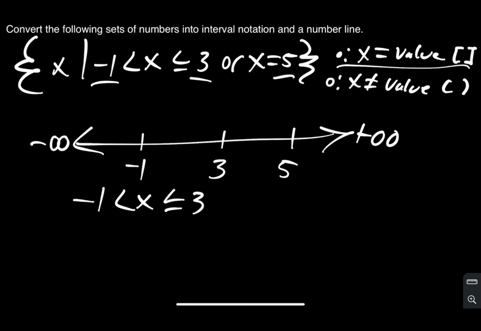So we can split that inequality into two pieces. So we can say negative 1 is less than x. We'll do that one first. So since negative 1 is less than x, meaning x can't be exactly negative 1.